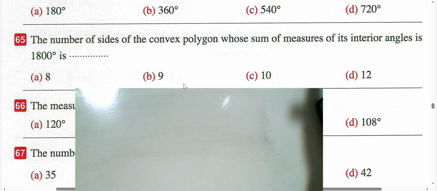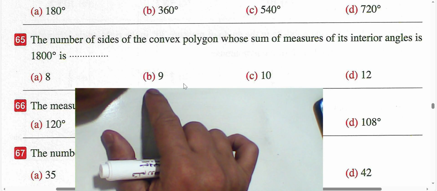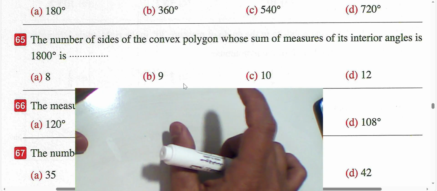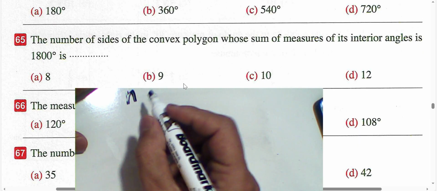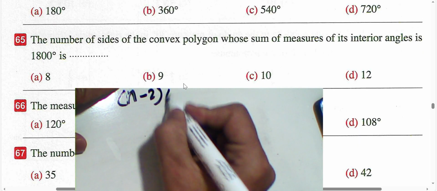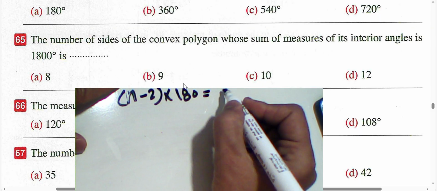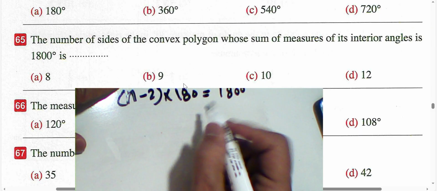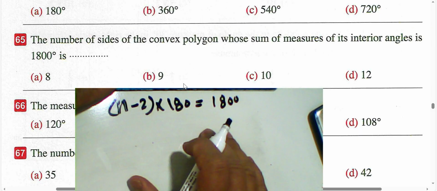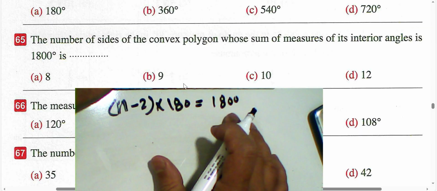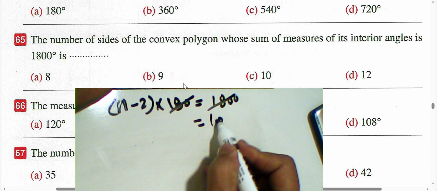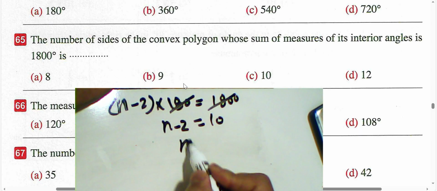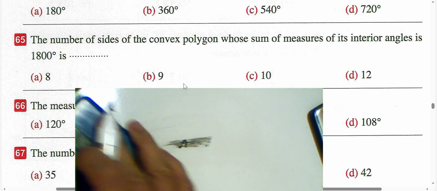Next question. The number of sides of a convex polygon whose sum of the measures of interior angles is 1800. He wants to find the number of sides. We write n minus 2 times 180 equals 1800, which is the rule to find the sum of interior angles. He gives us the sum of interior angles, 1800. You can simply divide it by 180, then the result here will be 10. So n minus 2 equals 10, then n will be 12.